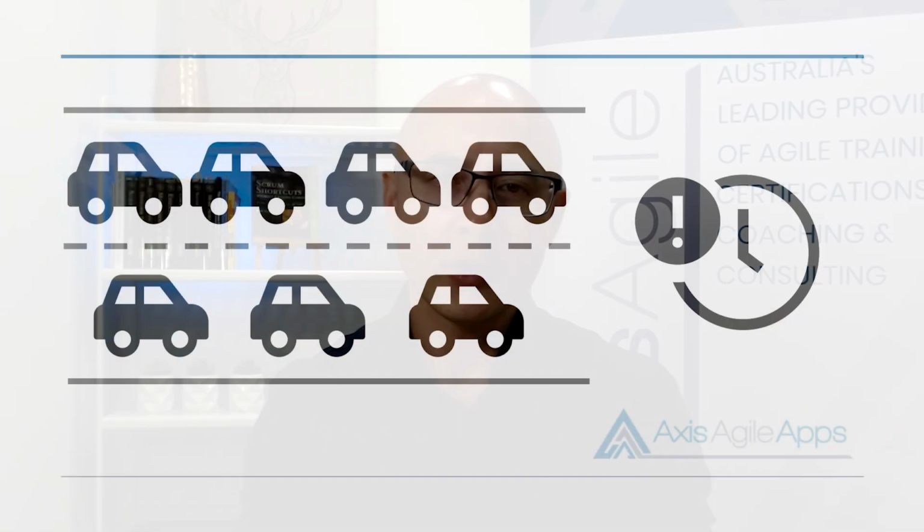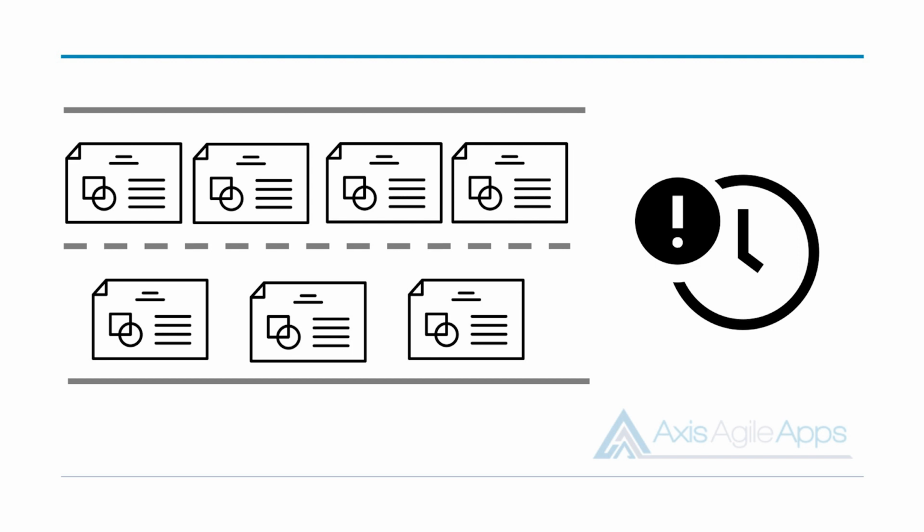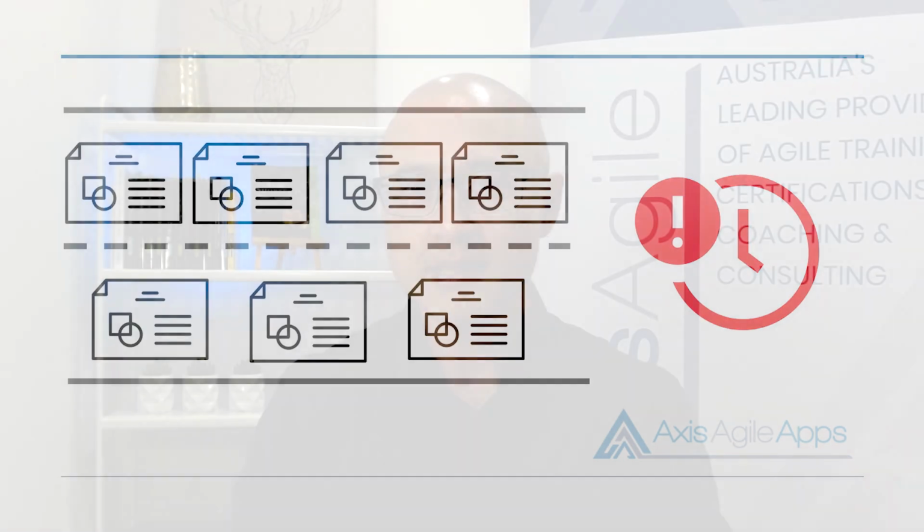Now, the same concept goes for the work that your team is doing. You can think about the vehicles on the road as the individual work items that your team is trying to deliver. When they're trying to deliver a lot of work items all at the same time, of course, it's like that bumper to bumper traffic. It's going to take a long time for any of those work items to get to your customer.